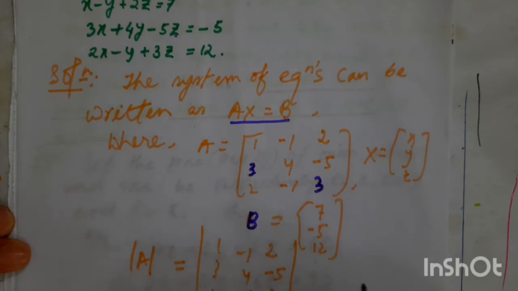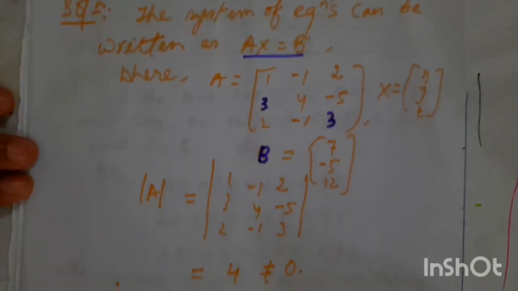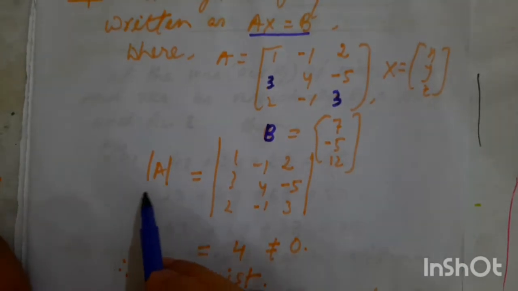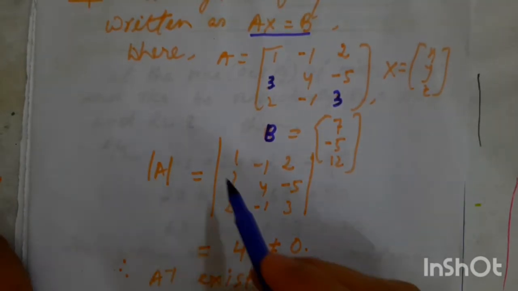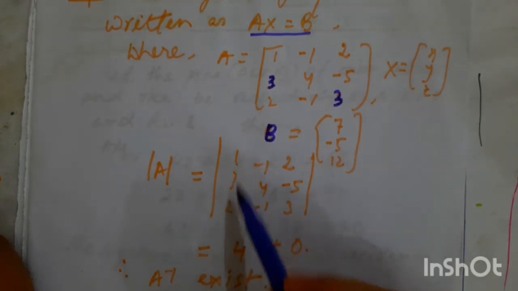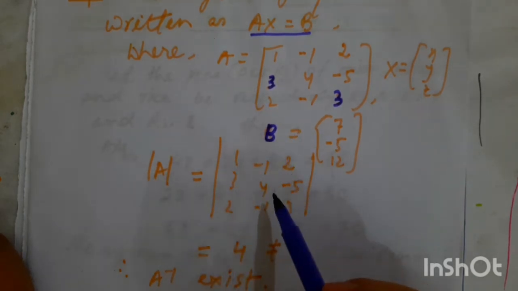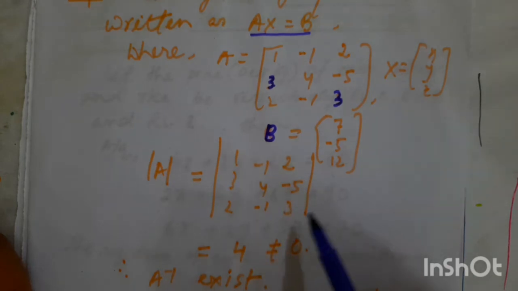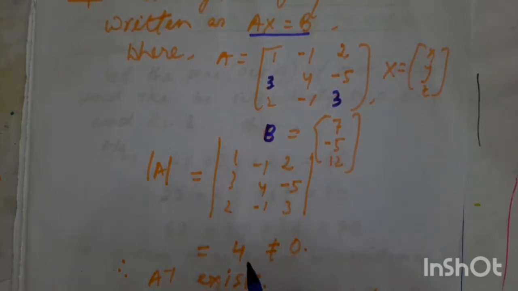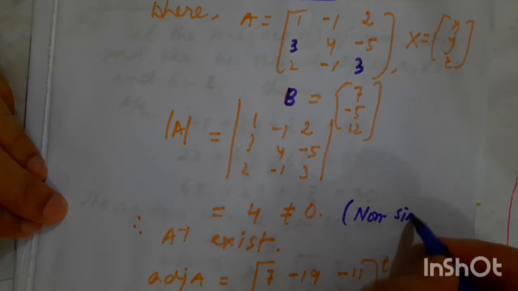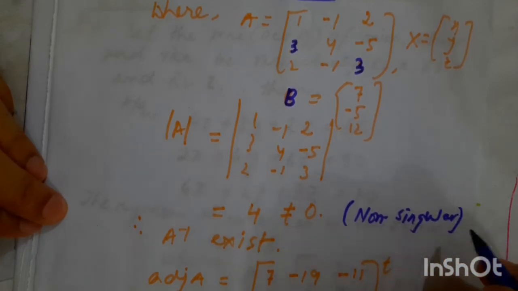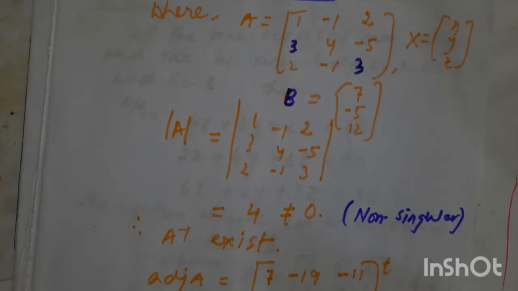Then to solve this equation, first we have to check whether A inverse exists or not. To check this, we have to find the determinant of A. The determinant of A will be 1, 3, 2, minus 1, 4, minus 1, 2, minus 5 and 3. After calculation, we get the determinant of A equal to 4, which is not equal to 0. That means A is non-singular, so A inverse exists.